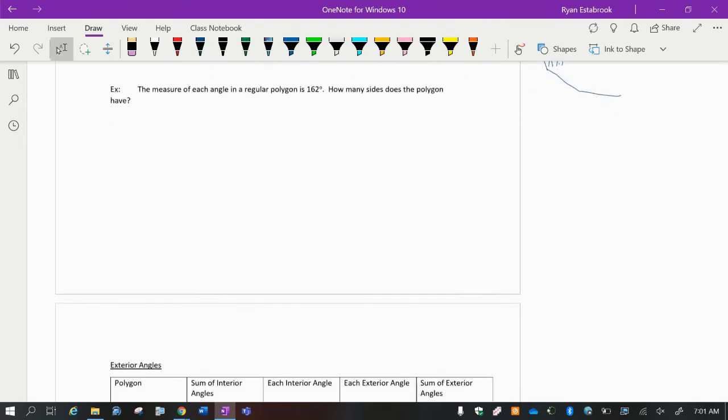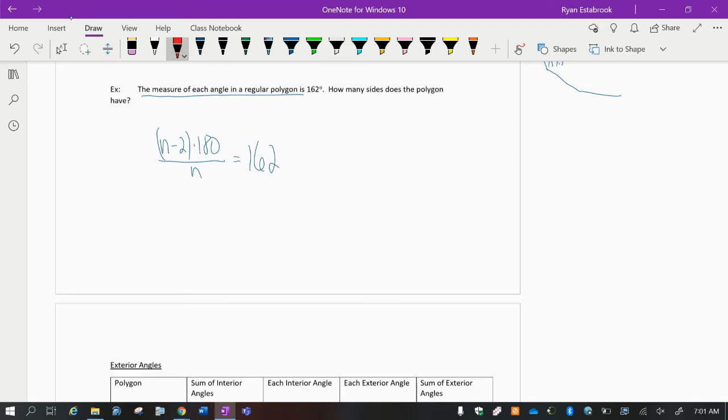Next example: the measure of each angle in a regular polygon is 162. How many sides does the polygon have? So I'm looking at this first part right here, the measure of each angle in a regular polygon. That was the formula, n minus 2 times 180 divided by n. This is the formula for the measure of each angle in a regular polygon. This equals 162. The goal here is to solve for n.